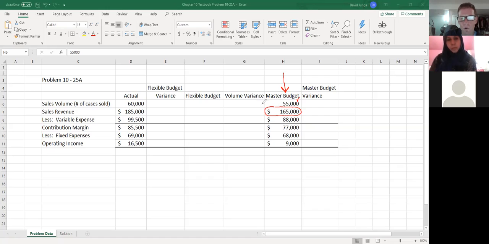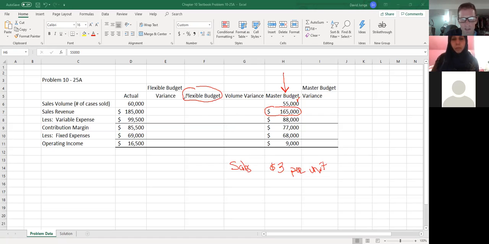So guys, what would be our sales price per unit at the master budget level? Did anybody happen to just calculate that real quick? You got 165, you got 55,000 units. Did anybody get a number? $3, right? So if our sales price per unit is $3 per unit, I'm just going to write this down here below.